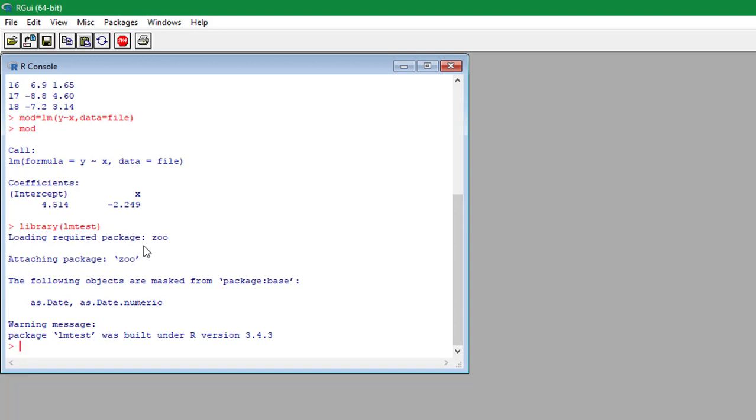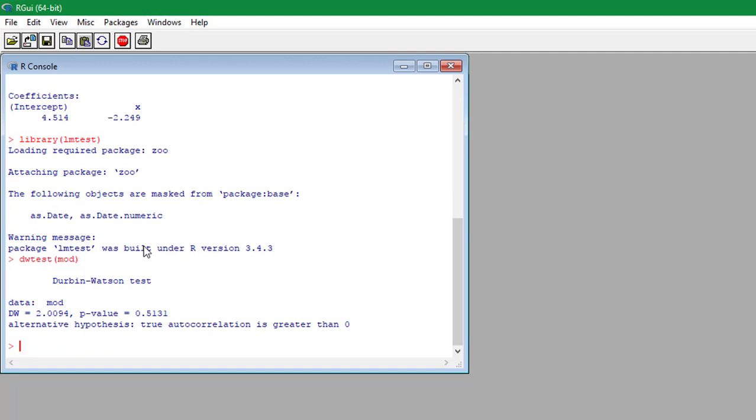So now we can go ahead and perform a Durbin-Watson test using the function dwtest on mod, and we have a Durbin-Watson test statistic of 2.0094 and a p-value of 0.5131. So this is basically saying there is no positive autocorrelation or autocorrelation in our data, but let's go ahead and calculate this now by hand.